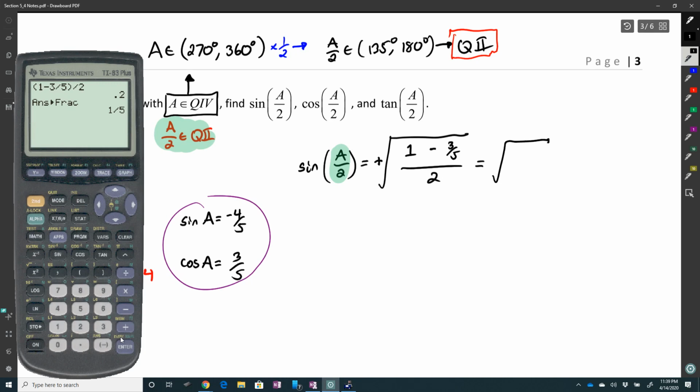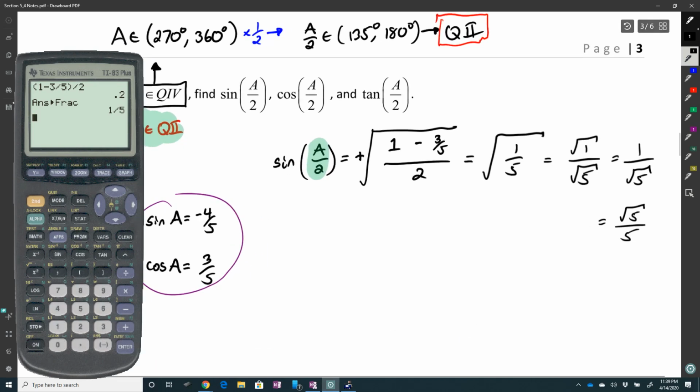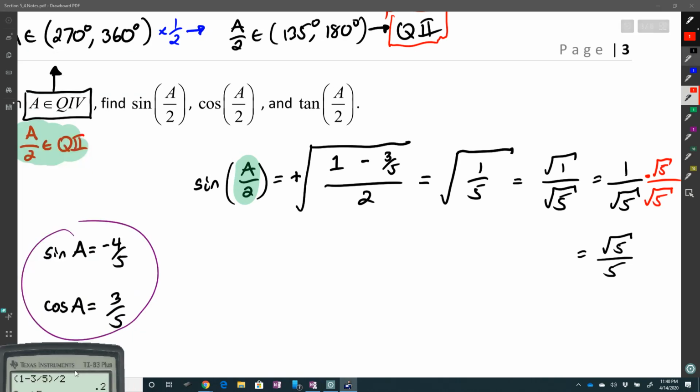So you get the square root of 1/5. Well, that's the same as the square root of 1 over the square root of 5, which is the same as 1 over square root of 5. And then you can rationalize the denominator. So you end up with square root of 5 over 5. Okay, you don't have to do that many steps when you're doing this, but I just wanted to show it completely worked out. Okay, so that's sine of A over 2.